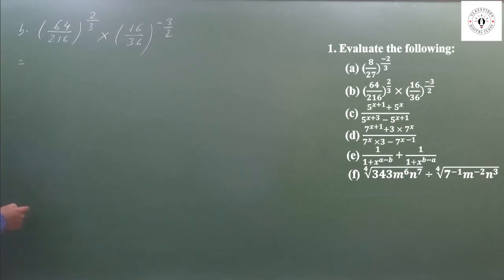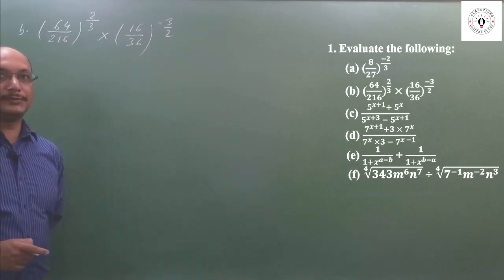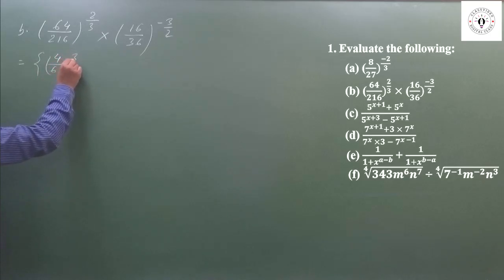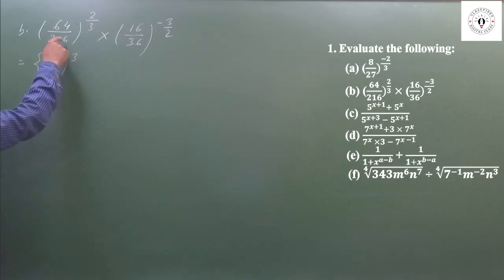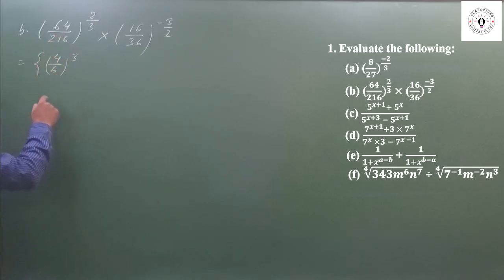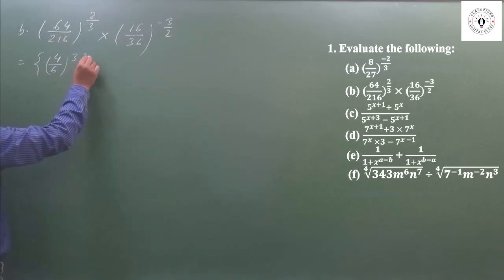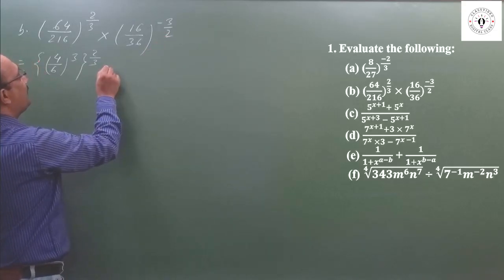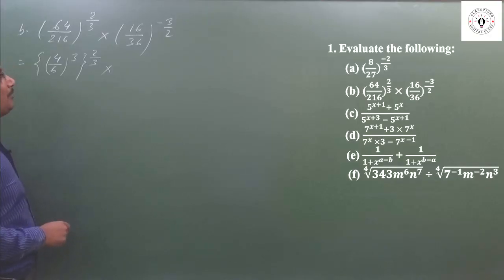So 64 can be written as how much to the power 3? Correct? 4 to the power 3, because 4 4s are 16, 16 4s are 64. Similarly, 216 can be written as how much to the power 3? Correct? 6 to the power 3, because 6 6s are 36, 36 6s are 216. So this can be written as 4 by 6 to the power 3, because 4 to the power 3 is 64 and 6 to the power 3 is 216, 2 by 3 as it is. And here in denominator we have 2, so it will be better if you arrange them in 2 power.